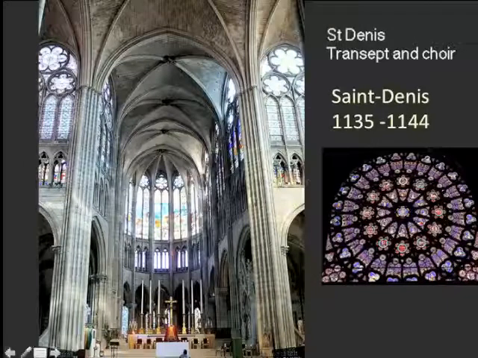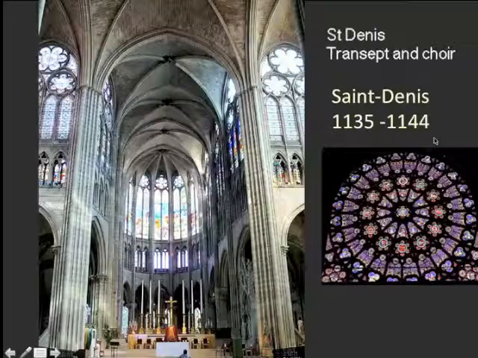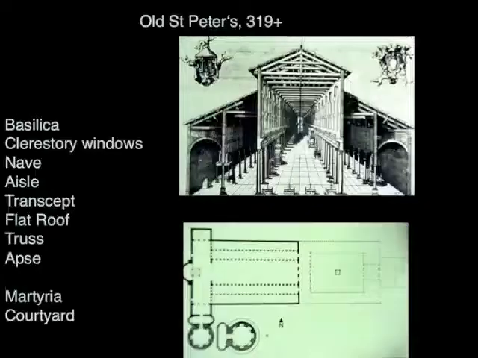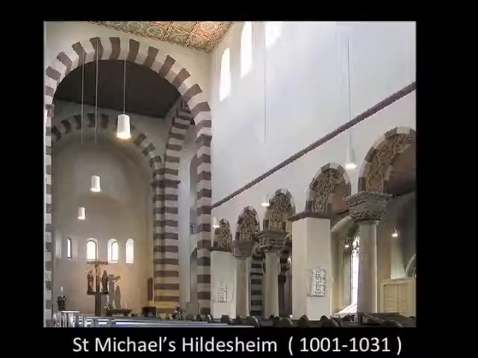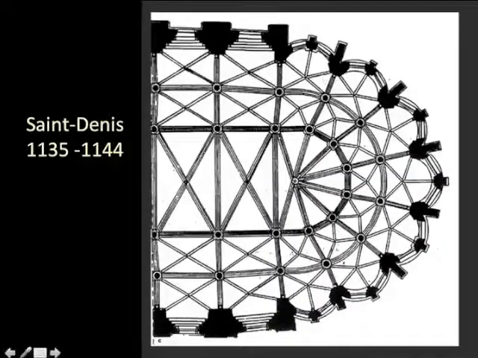This is quite a different kind of space than, say, early Christian churches that we saw, with big flat roofs and structure to the side. Quite different even from Romanesque churches that we saw, where the superstructure of the roof and the wall articulation tended to be distinct. And this is just a detail of the chevet in Saint-Denis.